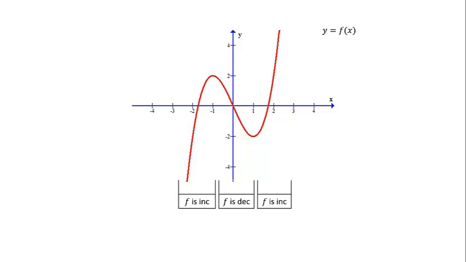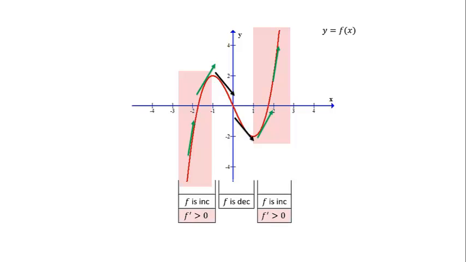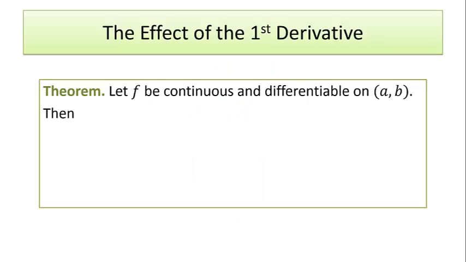To connect this graph to its derivative, let's draw some tangent lines here and there. Notice that when f is increasing, the tangent lines have positive slope, and so the derivative f prime must be positive here. Similarly, where f is decreasing, the tangent lines have negative slope, and so f prime must be negative here. This gives us a very important result.